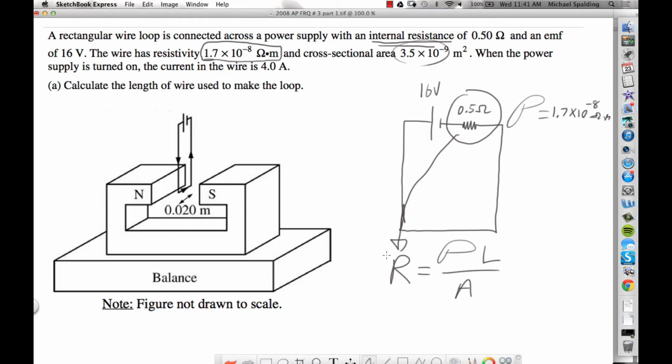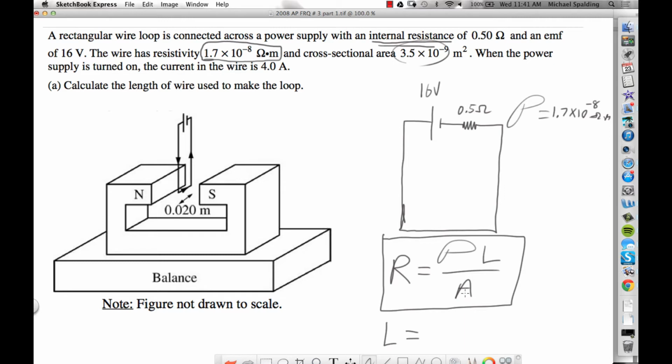Wrong. That's not correct. What we need to do before we use this equation, because we're going to take this equation and solve for length, is this: if you do the algebra, length is going to be resistance times area over the resistivity, right? We need to figure out the resistance of the wire.